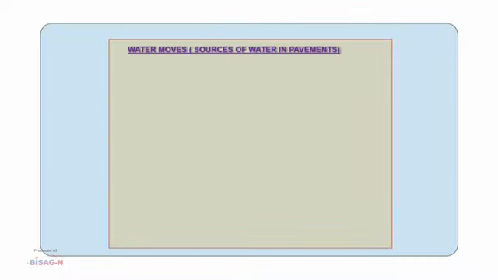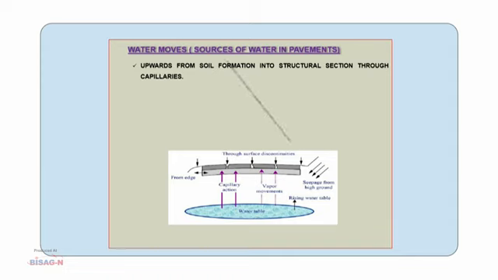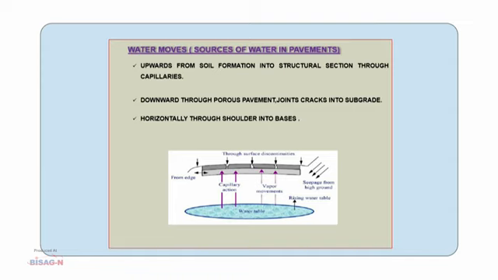So first of all, we should know what the sources of water in the pavement are, then only can we drain out the water that has percolated into the pavement. So this is the photo showing how water enters the pavement. Upward from the soil into the structural section through the capillaries, downward through porous pavement joints and cracks into the subgrade, and horizontally through the shoulder into the bases. So you can see from the photo the sources of water in the pavement through which the road is deteriorated.